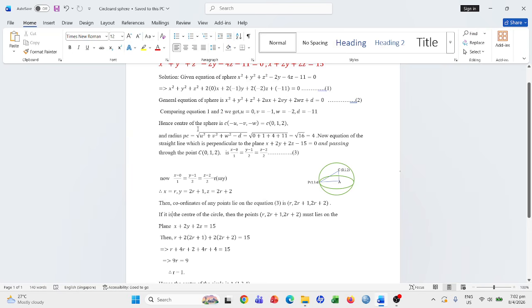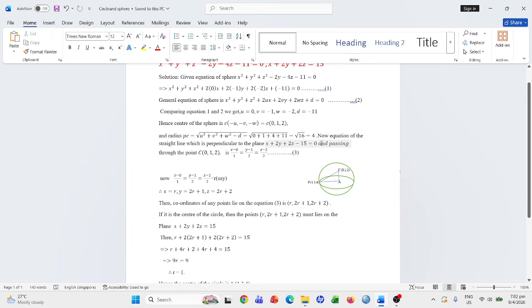So we get the center of the sphere, and the radius of the sphere PC equal to root over u square plus v square plus w square minus d. This is the formula to find out the radius of the sphere in 3-dimensional space. Now putting the values of u, v, w and d, we get PC equal to 4. So the radius of the given sphere is 4.